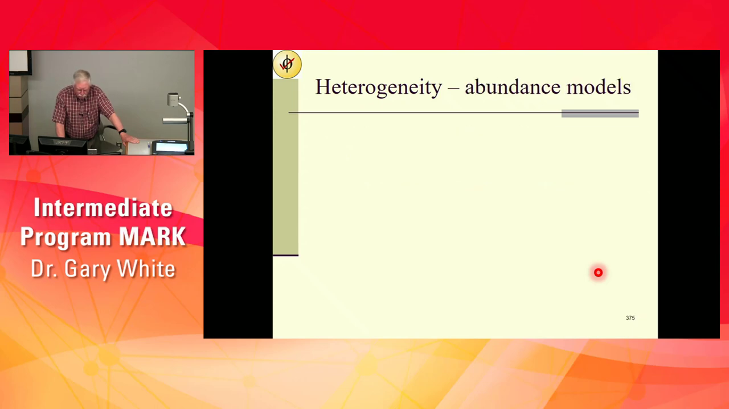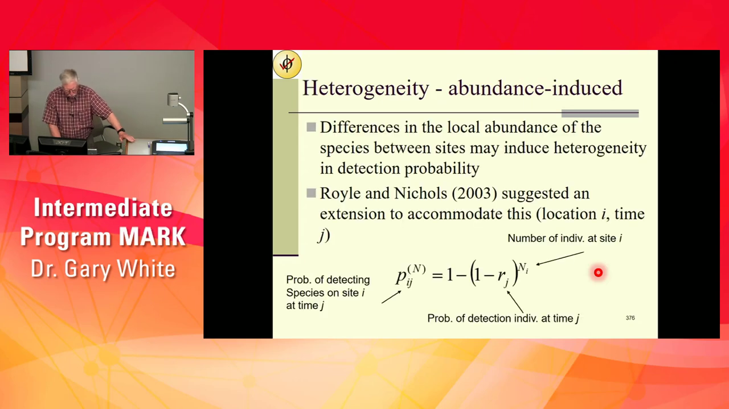However, there's a pretty neat trick that the Royle-Nichols paper came up with, and that's the idea that a site that has lots of individuals is going to have a higher detection probability than a site that, say, only has one individual of the species we're interested in, right? That ought to make intuitive sense right off the top. So what they said, Royle and Nichols, 2003, is that if you assume that r is the probability of detection of an individual, now, got to keep this straight: P is the probability of detection of the species on the site, r is the probability of detection of an individual, given that it's out there.